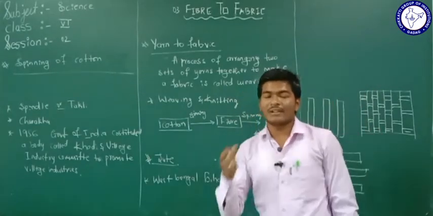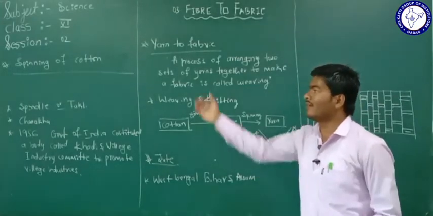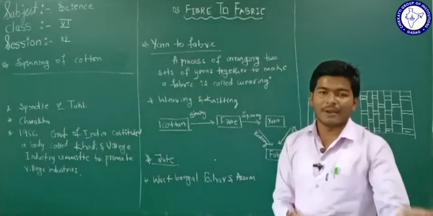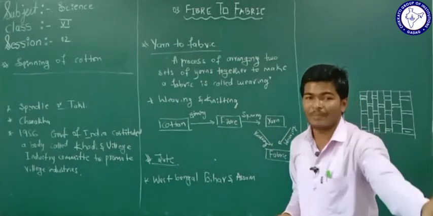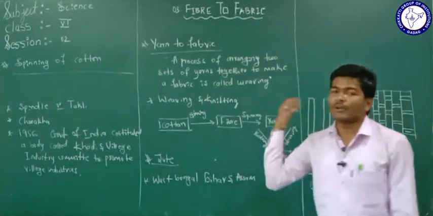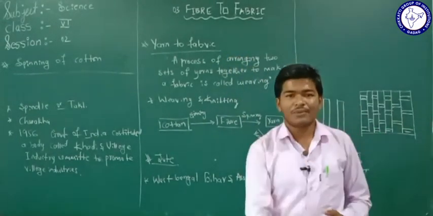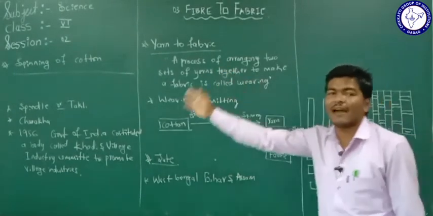Knitting is also such a process. In that process also, we convert the yarn into a fabric. We arrange the yarn in a regular manner to convert it into a fabric. Have you understood? So how are we going to convert yarn to fabric? By the process of weaving and by the process of knitting.